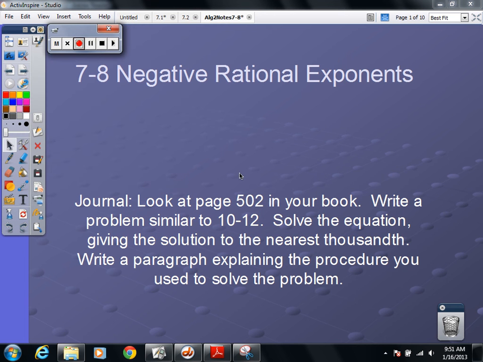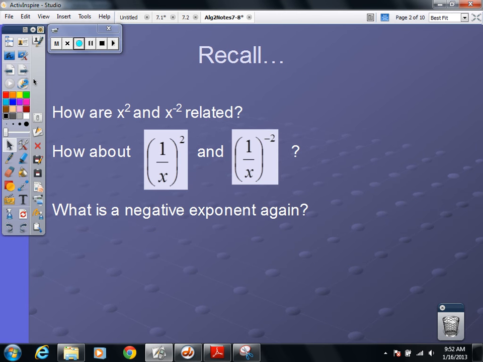Hi guys, this is section 7-8 on negative rational exponents. Remember the word rational means fraction. So we're going to deal with some exponents today that have fractions and are actually negative. So it's going to be a good lesson, a lot of review, kind of combining all the topics we've learned so far. Let's talk for a minute about how x squared and x to the negative 2 are related.